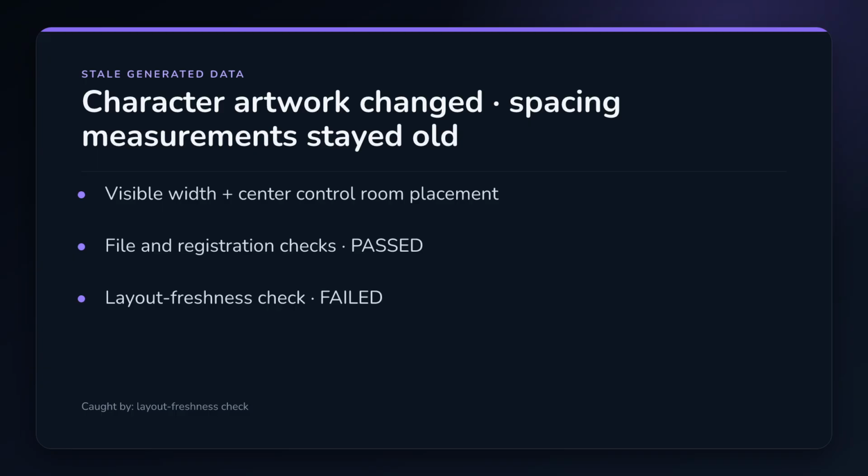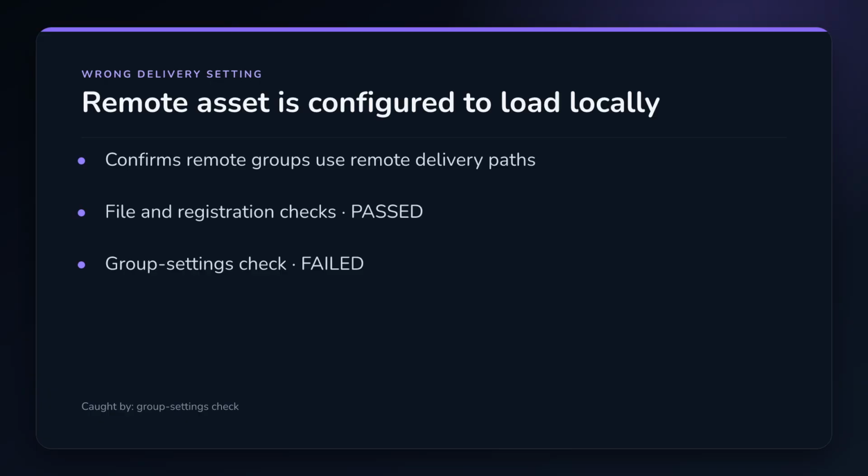The layout freshness check compares that fingerprint with the current image. If we replace the artwork without regenerating its measurements, the file and registration checks pass, but the layout freshness check catches the old data before the character is positioned incorrectly. Finally, we inspect where each Addressables group is configured to load from. That is, the group settings check. A remote asset can have the correct file and Addressables name, while its group is configured to load from the installed game instead. The earlier checks pass, but the group settings check catches the wrong delivery setting.